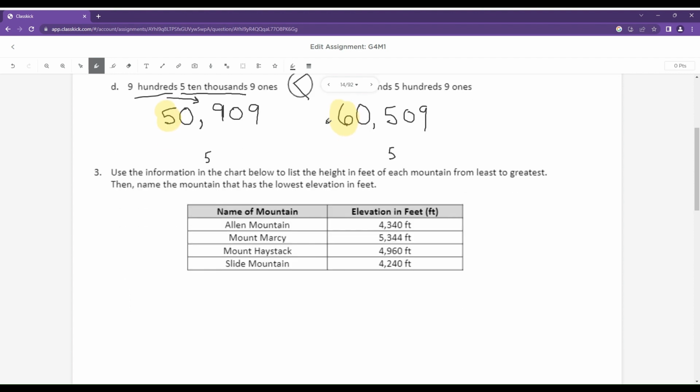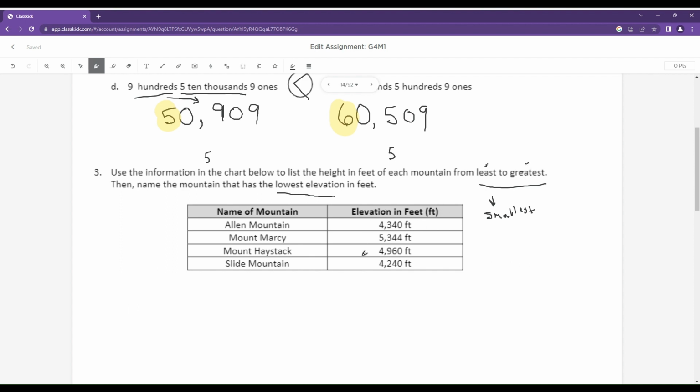Number 3 says, use the information in the chart below to list the height in feet of each mountain from least to greatest. So from smallest to largest. Then name the mountain that has the lowest elevation in feet. Okay, so we're going from least to greatest. So that means I want to find the smallest number first and then go up to my greatest.